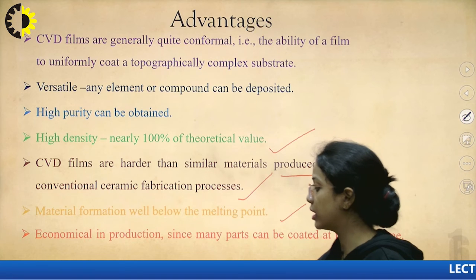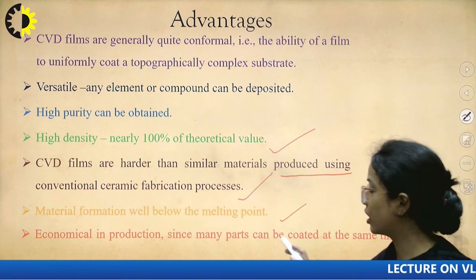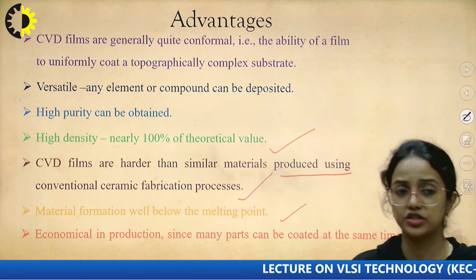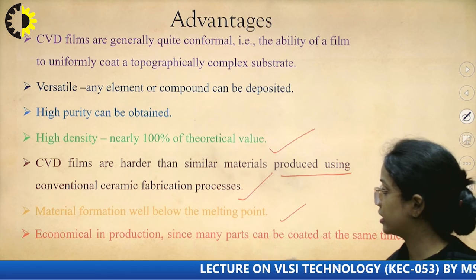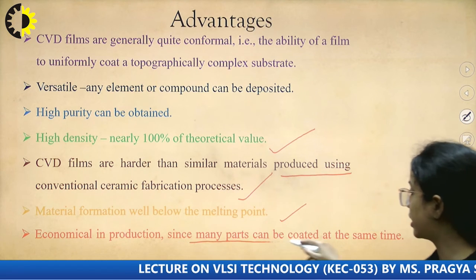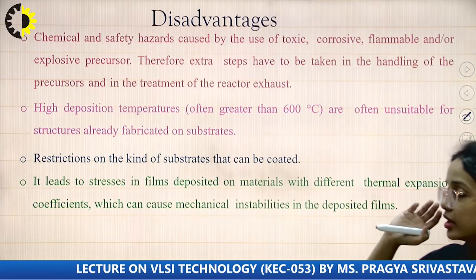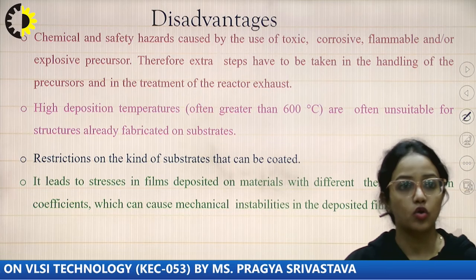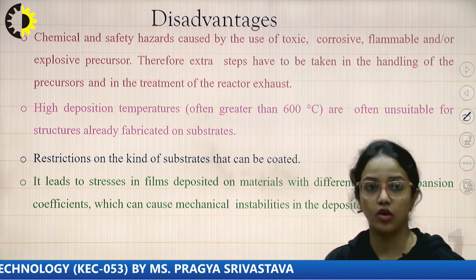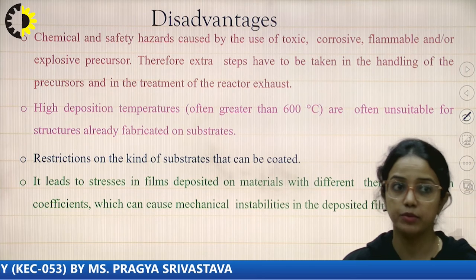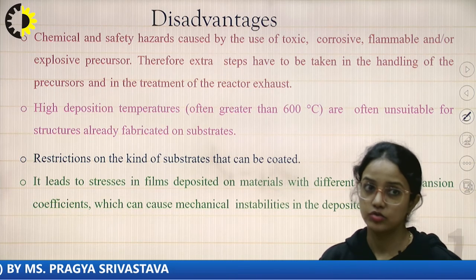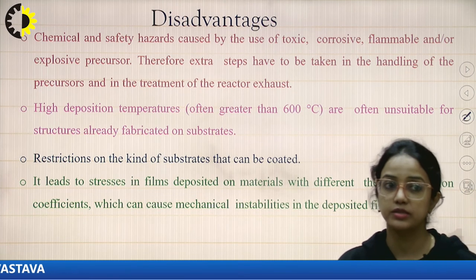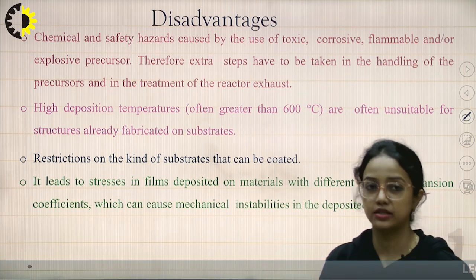So well below the melting point means we can deposit the metal at a substantially lower temperature, which is not even the melting point, and it is economical in production since many parts can be coated at the same time. Here are the disadvantages: chemical and safety hazards caused by the use of toxic, corrosive or flammable explosive precursors. So they are the safety hazards. Therefore, extra steps have to be taken to handle these precursors and in the treatment of reactor exhaust.